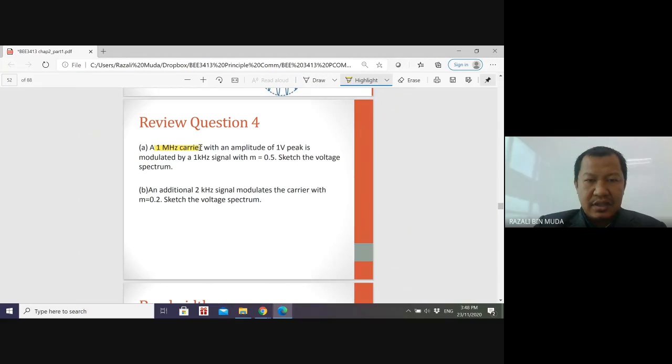Okay. Review question. Example, a 1 megahertz carrier. This is the FC carrier with an amplitude of 1 volt peak, so this is EC, right? It's modulated by a 1 kilohertz signal. This is FM, the modulating frequency, with M equal to 0.5. M is the modulation index. Draw the voltage spectrum. Okay, second, you can try.